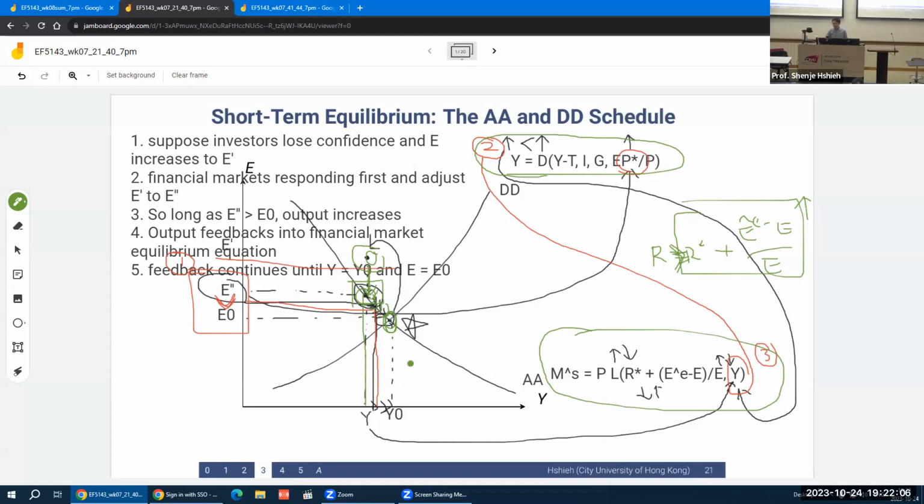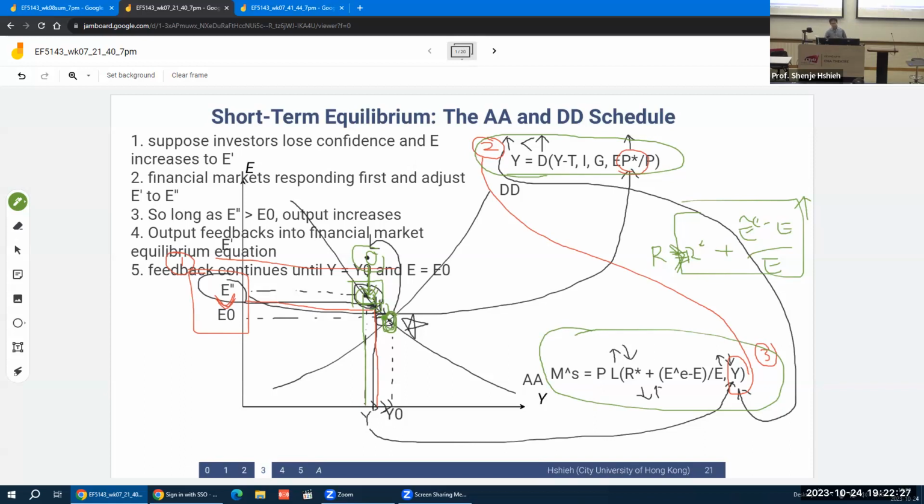We're moving along the AA schedule until every market clears, right? And that's exactly this point here. All right, so that's how you should think about how equilibrium is achieved across those two markets.